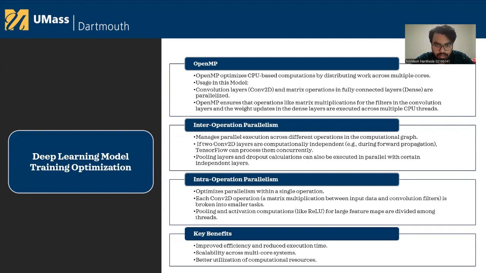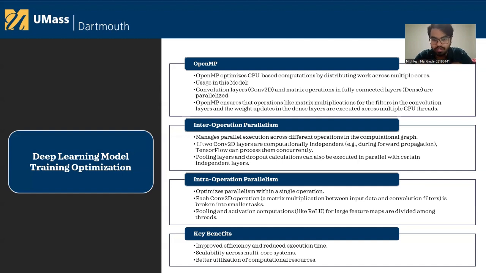Now, coming to interoperation parallelism. What does interoperation parallelism mean? Let's say each core has two threads, and a task is given to them in such a way that task A and task B are independent of each other. What will interoperation do? It will give task A to thread A1, whereas task B goes to thread C. It manages parallel execution across the different operations in the computational graph. For example, if two convolution layers are computed independently during forward propagation, TensorFlow can process them concurrently. A pooling layer and a dropout calculation can be executed in parallel with certain independent layers.